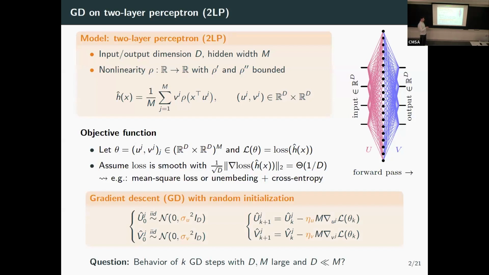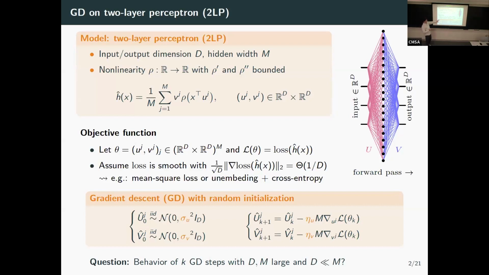And the initialization has standard deviation sigma u for the input weights u and sigma v for the output weights v. I will always use these kinds of notations. Of course, the initialization is centered. And we also have two other learning rate parameters, eta u and eta v. And once we have this dynamical system, the question is, how does it behave? We do k steps of gradient descent. I will not care about long time behavior today, only a fixed number of gradient descent steps, and we want to understand how it behaves.